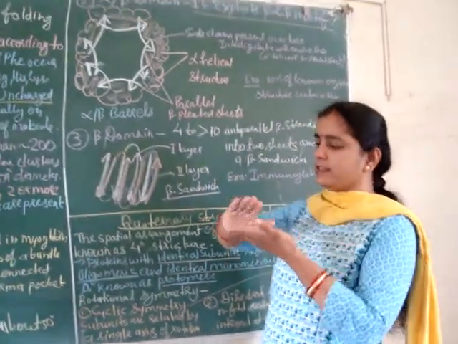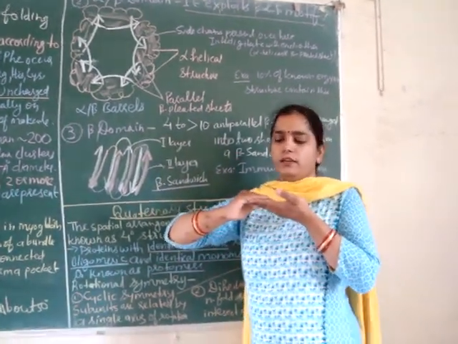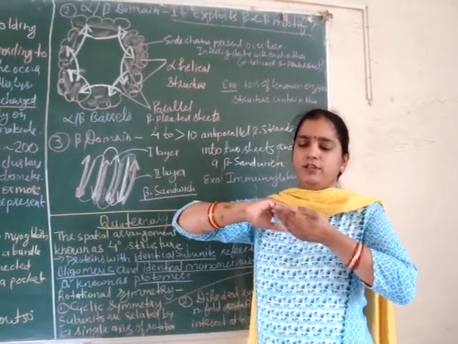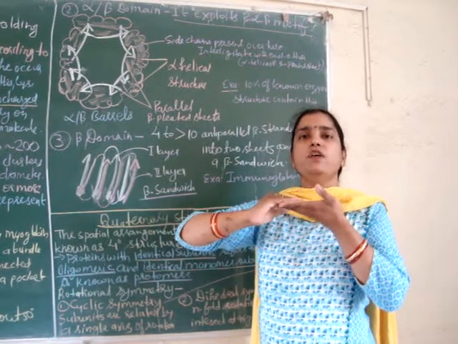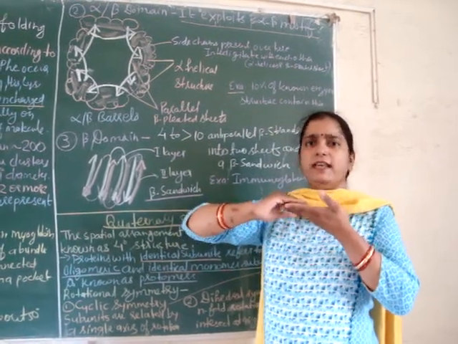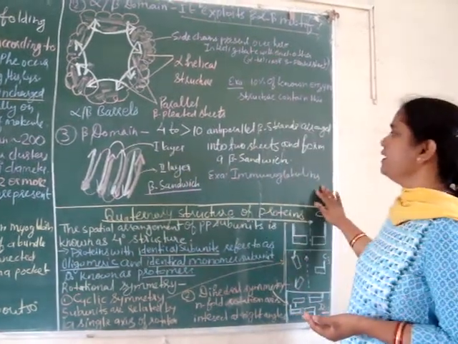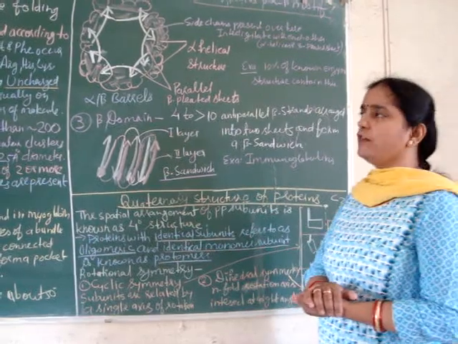So they are present just like a sandwich, and all the hydrophobic groups of amino acid side chains are present towards the inner side, that is, in between the 2 layers of beta pleated sheets. That's why the name is beta sandwich. Okay, and the example is immunoglobulin. That is all about the tertiary structure of proteins.